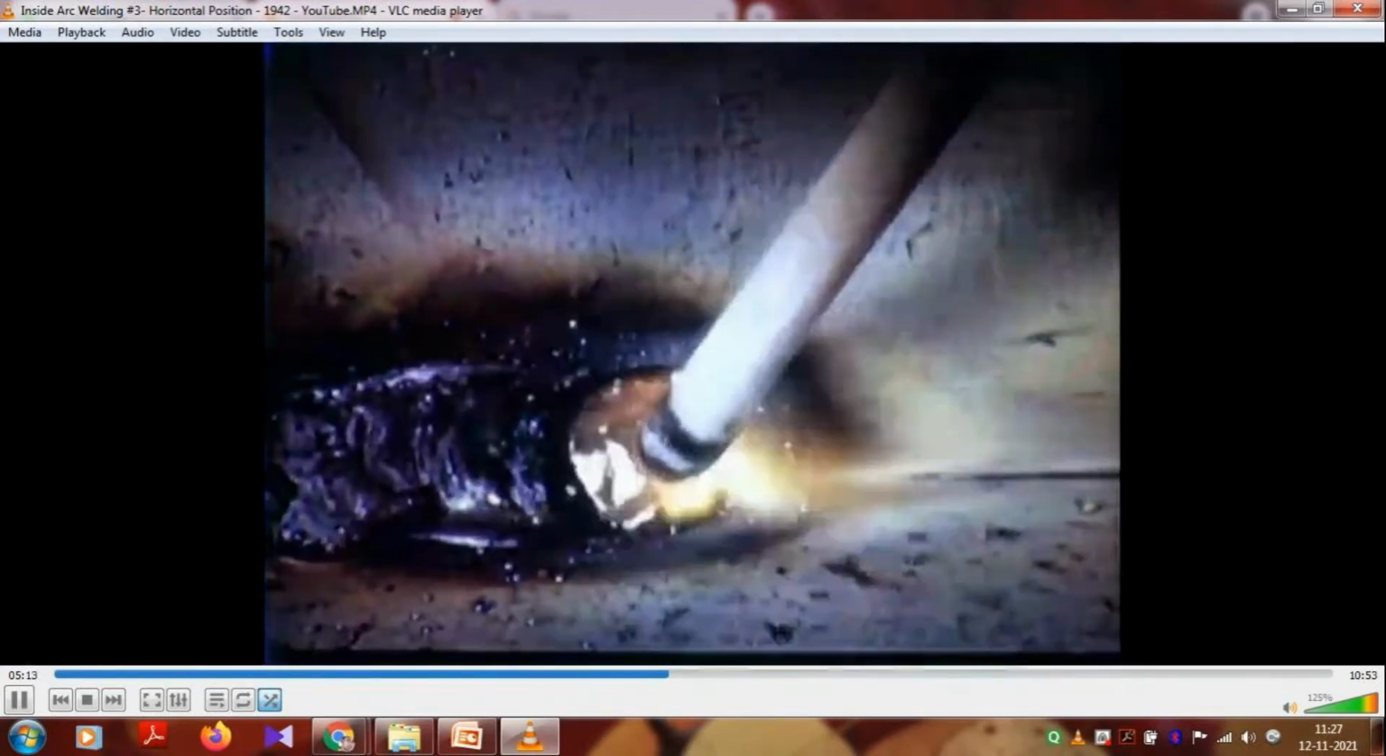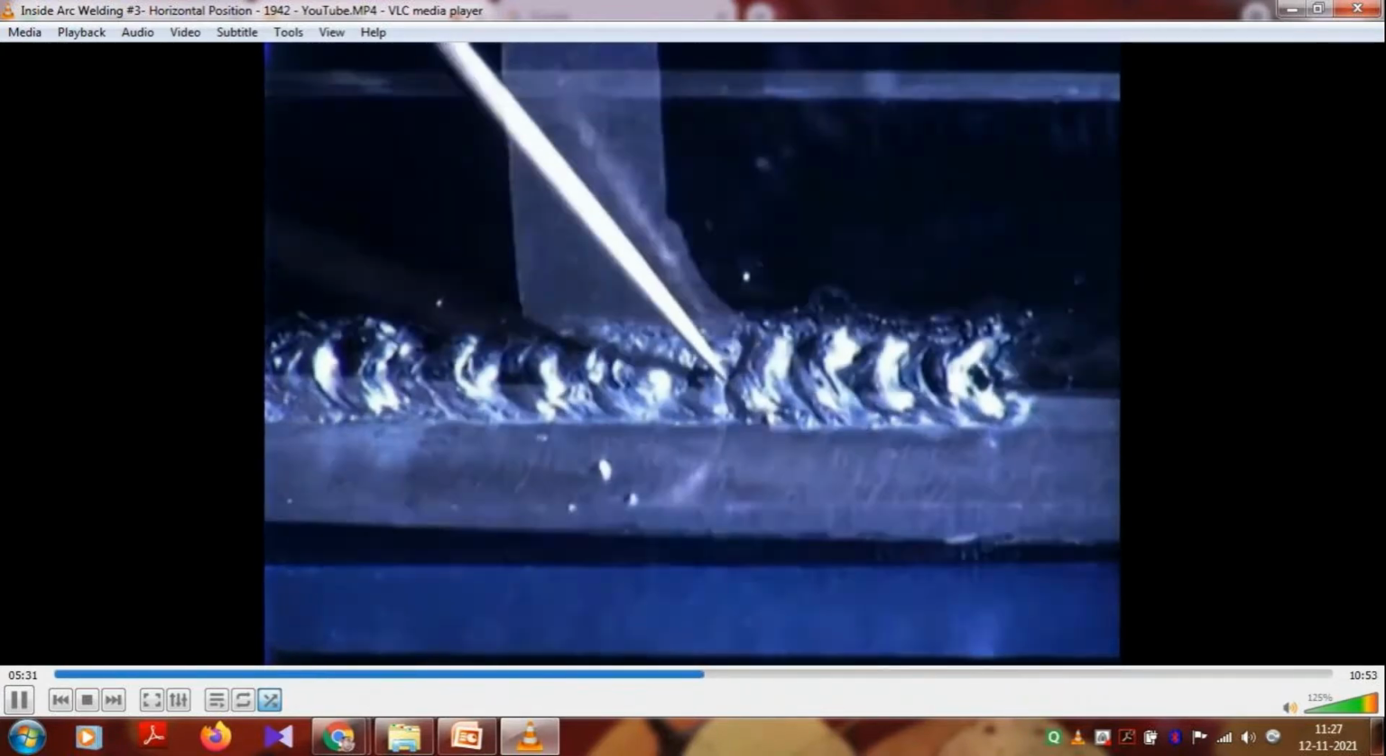When the current is too low, there will not be enough heat to melt the base metal properly. It will be difficult to hold an arc. The weld is irregular, with slag inclusions. Fusion is especially poor at the root. Note slag and gas inclusions.